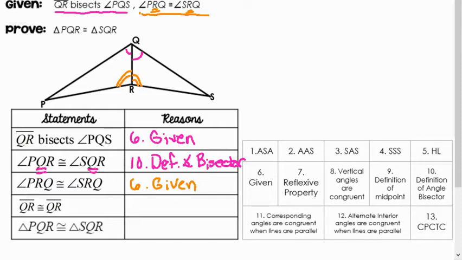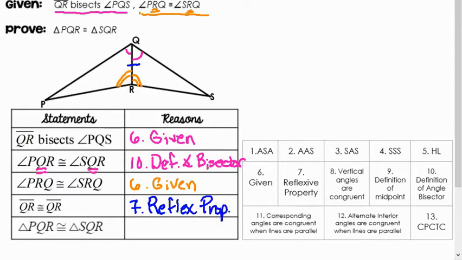Okay, and then it says line segment QR is congruent to line segment QR. Well, this is that center piece that connects the 2 triangles. So line segment QR is part of the triangle on the left, and it's part of the triangle on the right. And what we can say is that line segment is congruent to itself. It is the exact same size and the exact same measure as itself. And we can say that by reason number 7 over here, which is the reflexive property. The reflexive property, just like your reflection in the mirror, says that you are equal to yourself, right? Something's always equal to itself. The reflexive property.